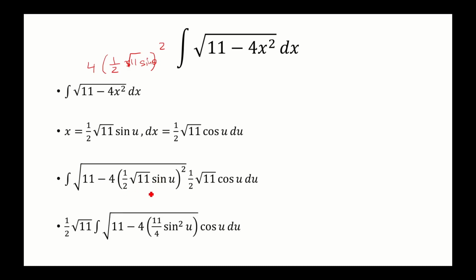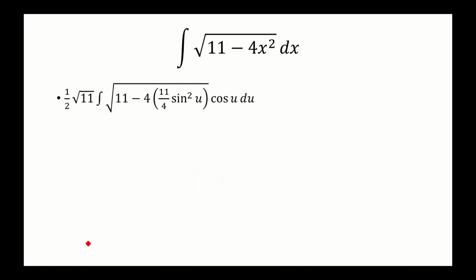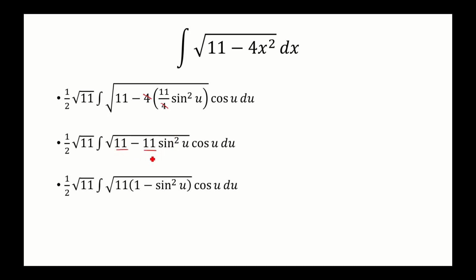And now what we do is we square the 1/2 square root of 11, that becomes 11 over 4. Sine squared becomes sine squared, and then we just factor out the 1/2 square root of 11, put that in front over here. So now we cancel out the 4, and the next step we can factor out the two 11s here, and then we'll bring it outside. We'll bring this as a square root of 11, so we'll multiply this square root of 11, which will just turn into 11.